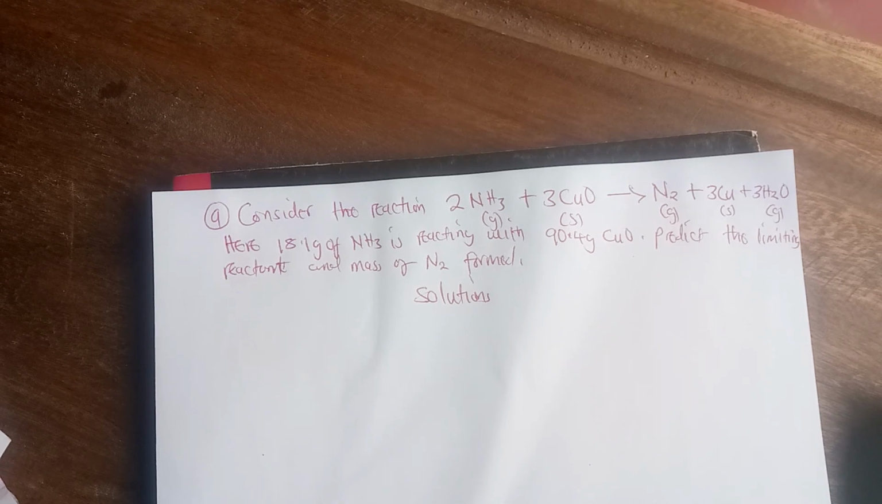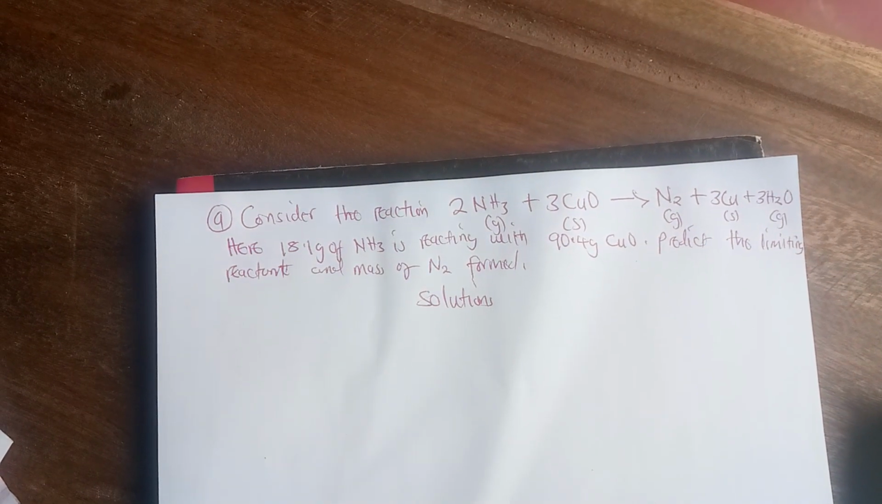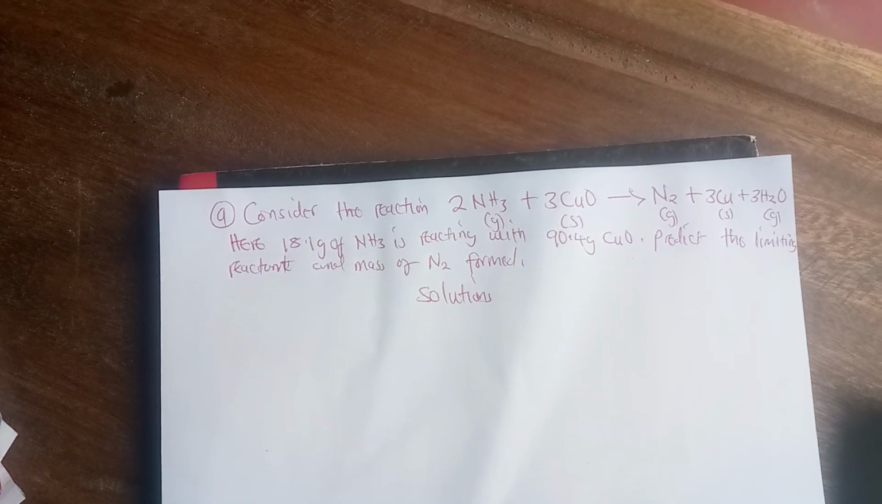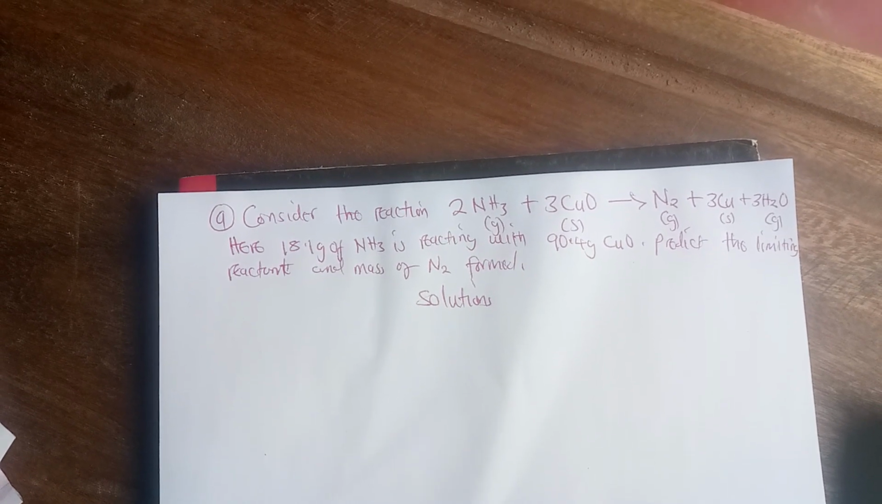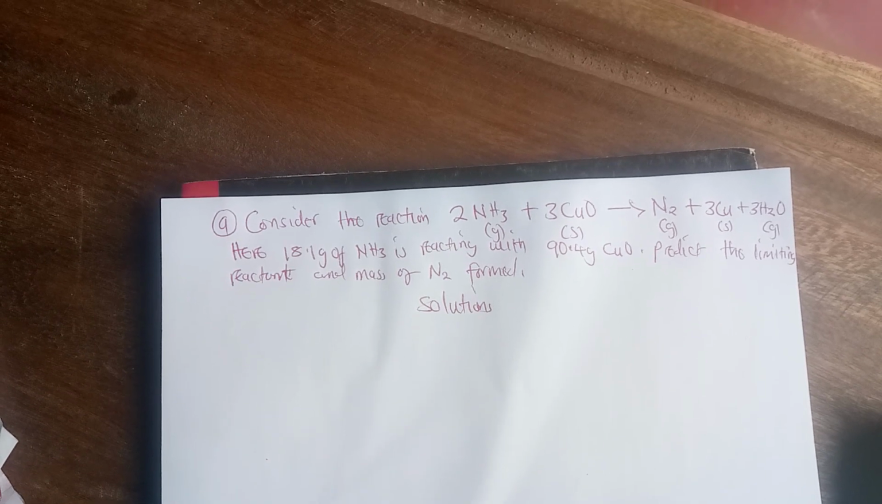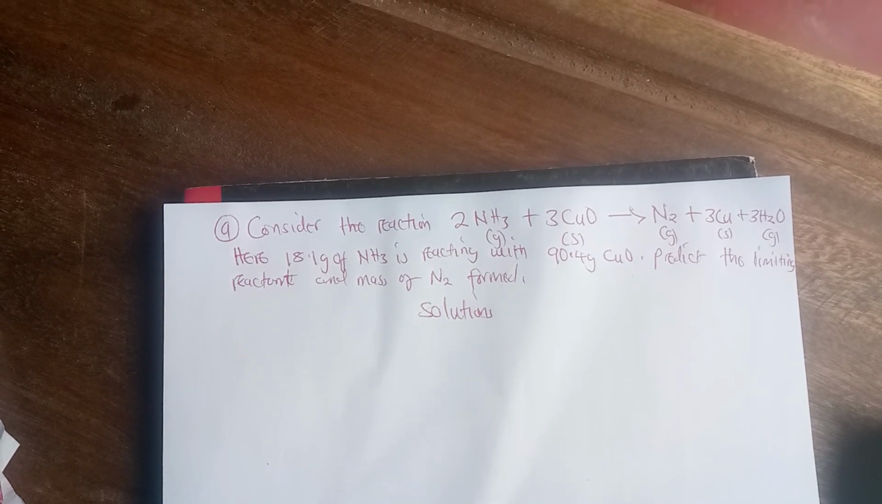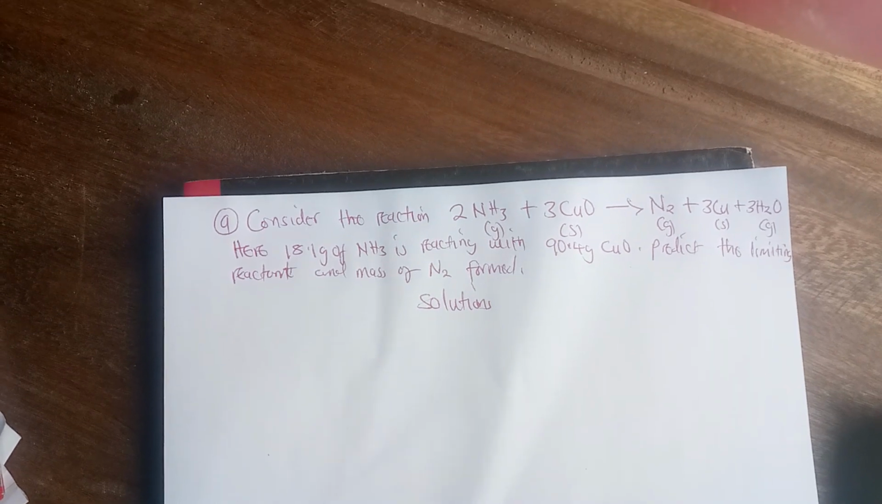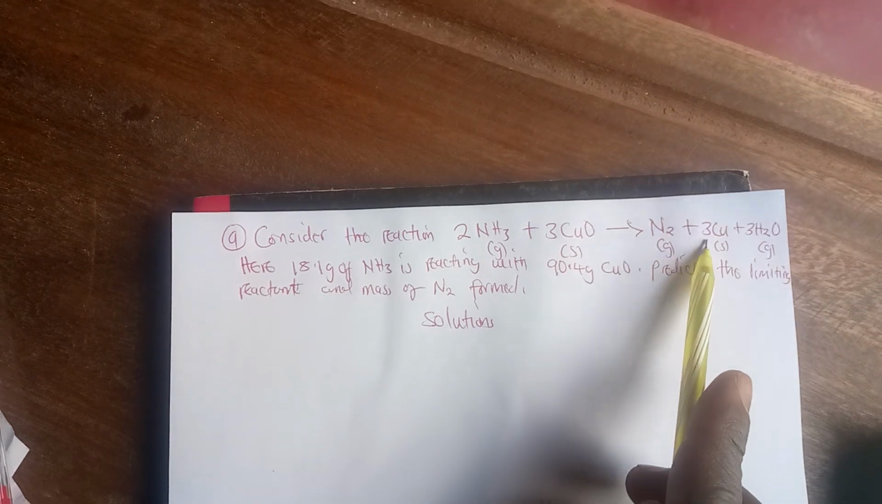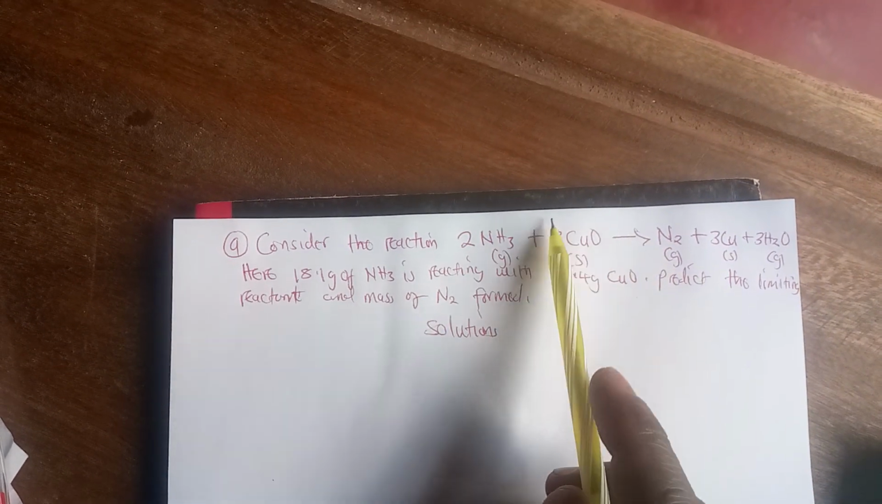So that is the ammonia gas plus copper 2 oxide to give us nitrogen gas plus copper metal plus water in gaseous state. Okay, so the equation there is even balanced here. So if we see these numbers, it means the equation is balanced for you.